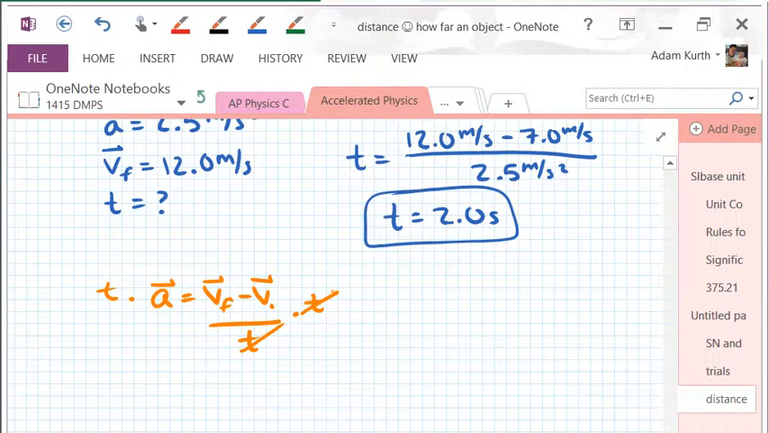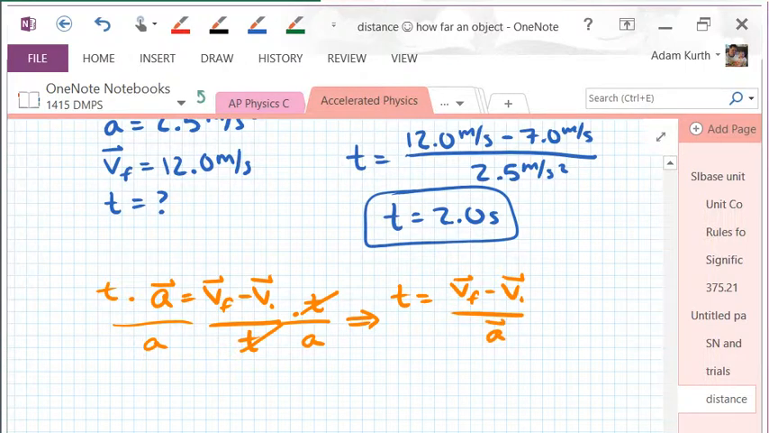Now it's not in the denominator anymore. Yay, team! But it's still being multiplied by something, so I need to undo the multiplication by dividing. And again, the more you practice with this, the easier it's going to be. So we've got T is now equal to VF minus VI over A. Does that get folks that were unsure before where we need to be?